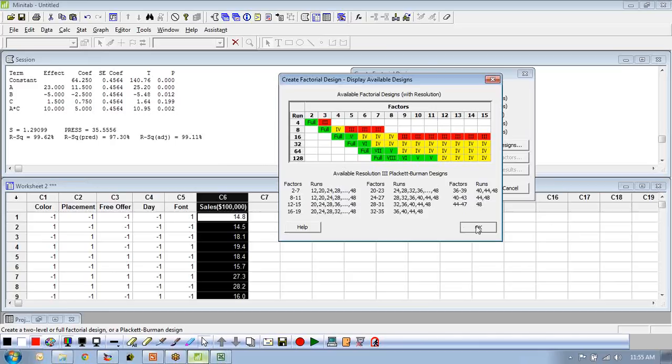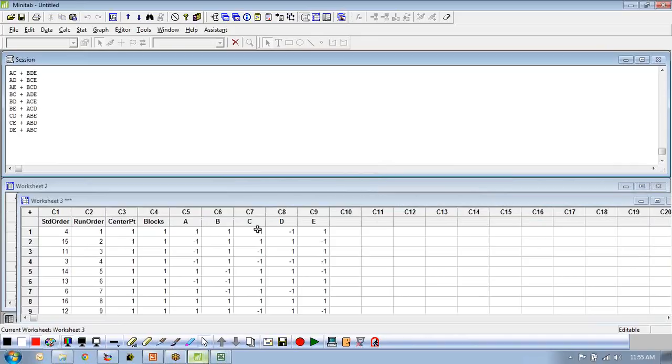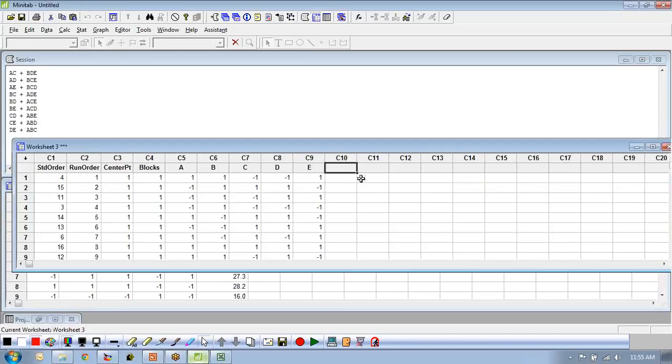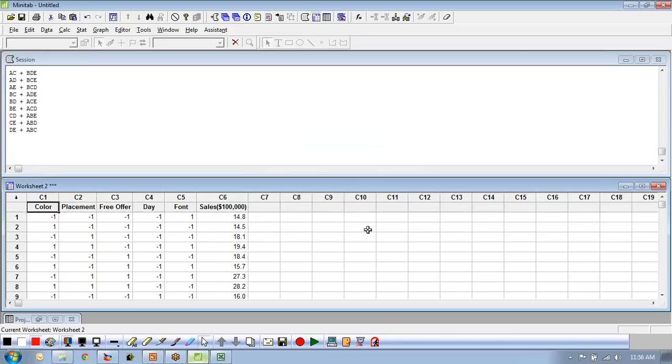That kind of answers the first question, what resolution? There it is. We're going to choose the 16 run, which it says is a half fraction. Full would be 32. And click okay, and Minitab will actually do it for you and set up the ones and zeros. At this point, you could have gotten the sales response, right? You go out and you actually get the data. But we've already got that. So I'm going to analyze what we had in here. And now I've changed these to A, B, C, D, or whatever, or font, and so forth.